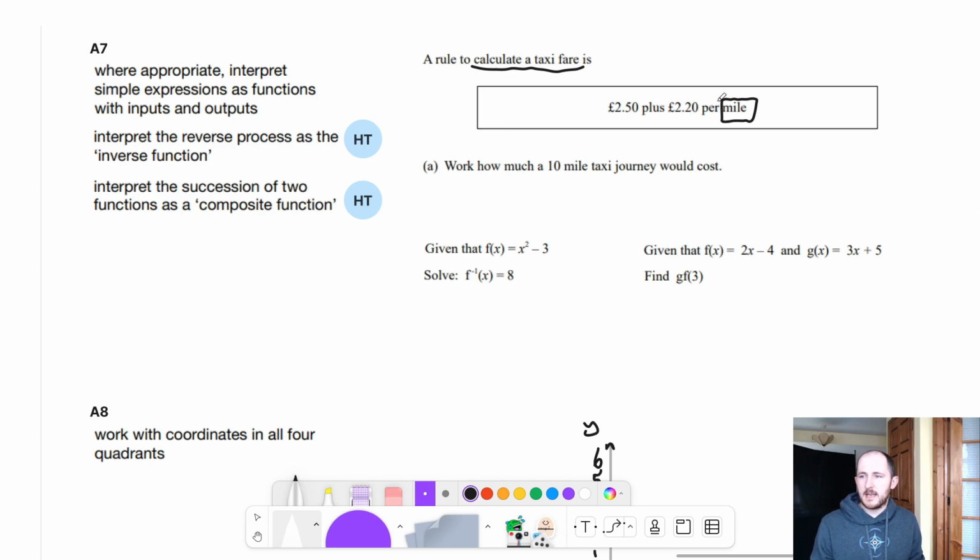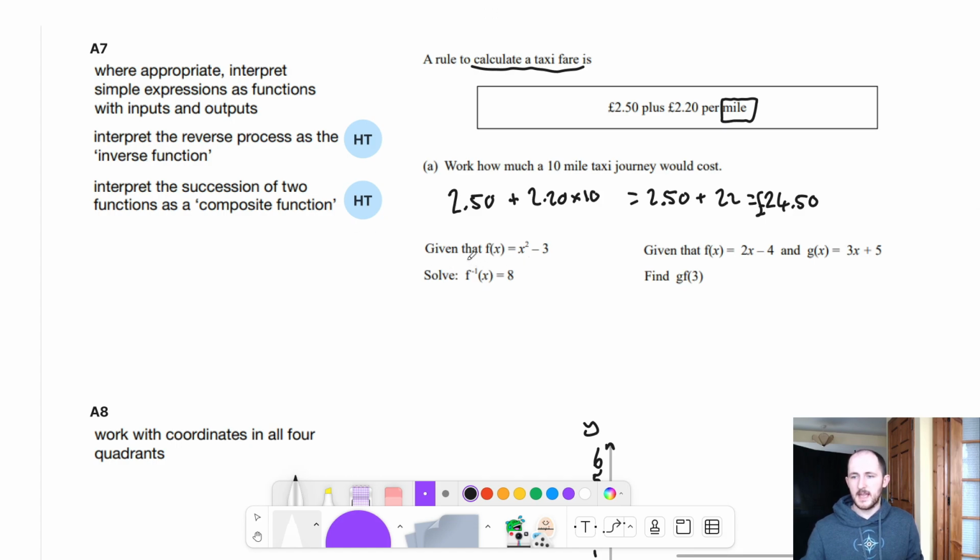Cool. So it says, work out how much a 10-mile taxi journey would cost. Well, it's going to be £2.50 plus £2.20 per mile, so that's 2.20 times 10. So that is £2.50 plus 2.2 times 10 is 22. So that is £24.50. Perfect. Now for you higher tier lot, you have to do functions with inverse functions and composite functions.